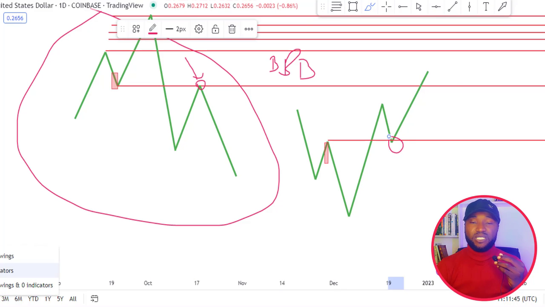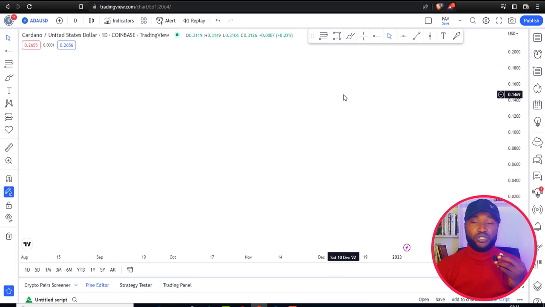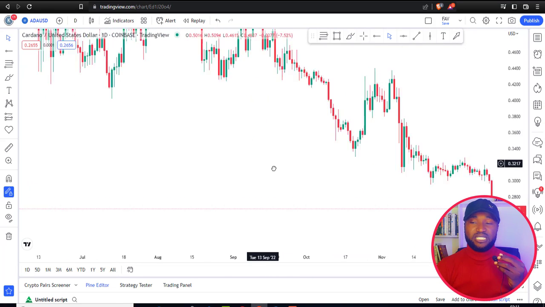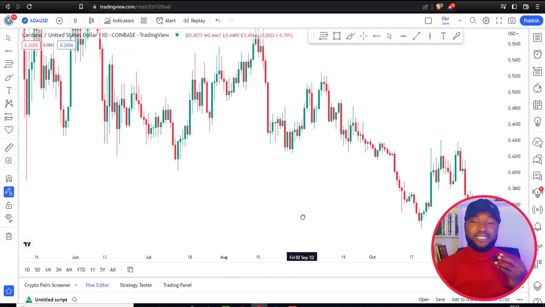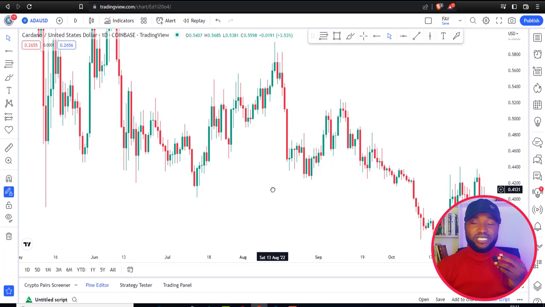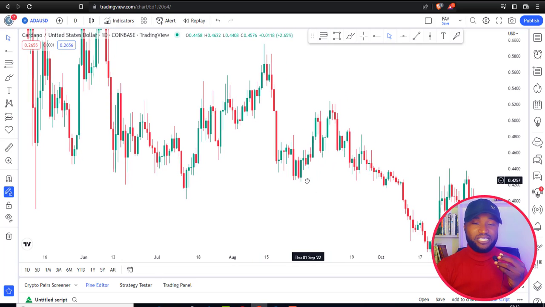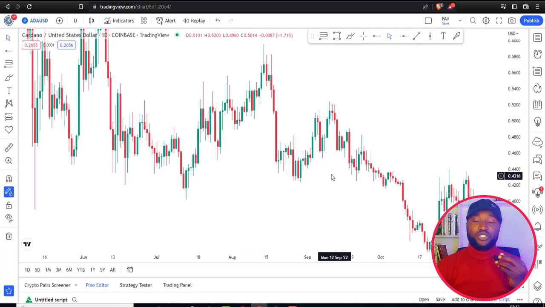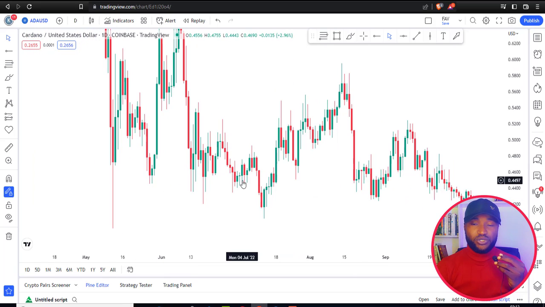Let me delete everything and let's head over to the chart so that I'm going to show you how to spot these guys. Okay, so let's see if we can see any of these breaker blocks and mitigation blocks. We are going to check them now and see if I see any. I'm going to show you right here.